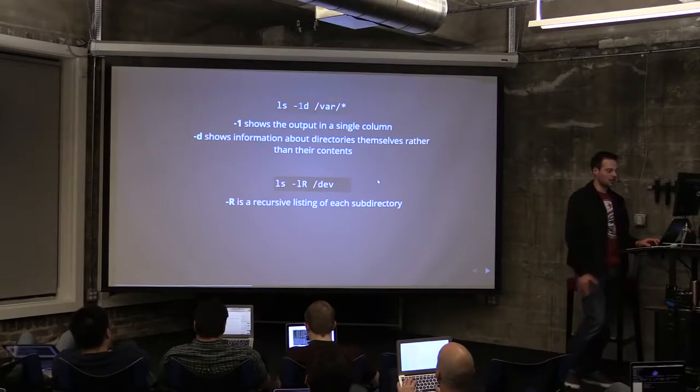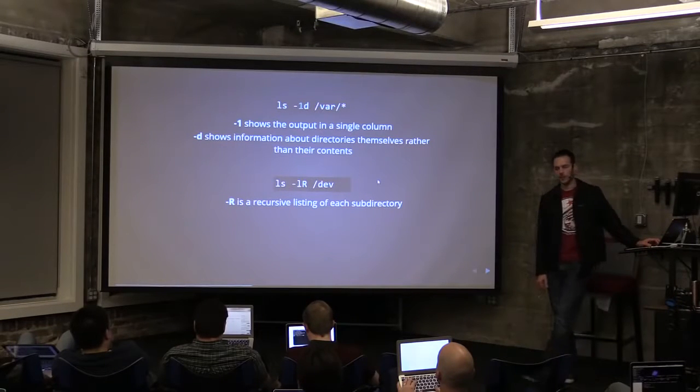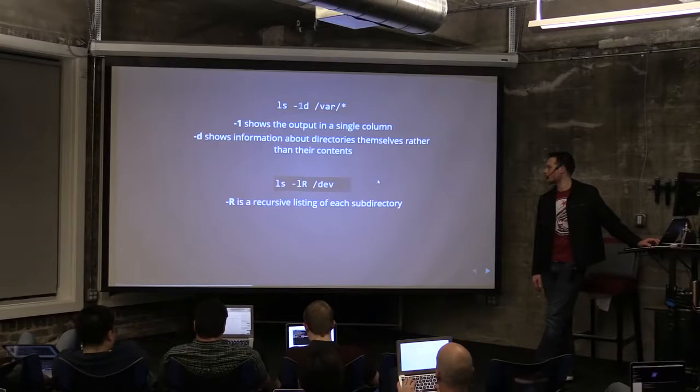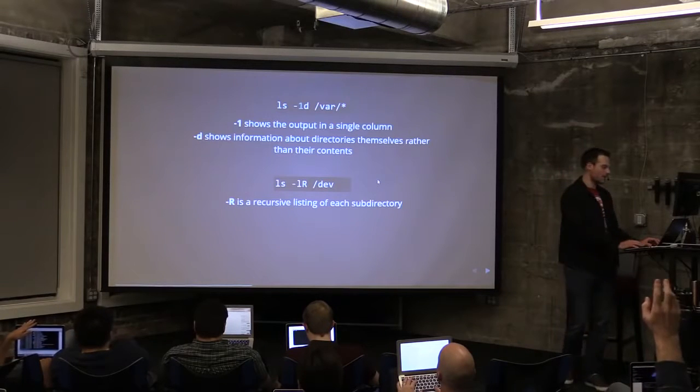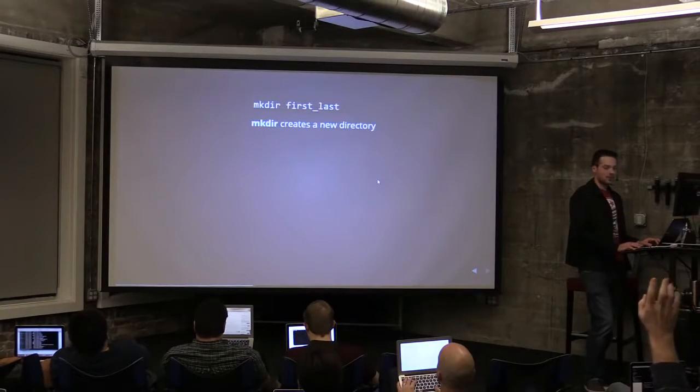And then -R gives you a recursive listing of each subdirectory. It's not too useful, but sometimes you just want to get an idea of how many files are in each level of the tree down. So you would do something like that. Yes?